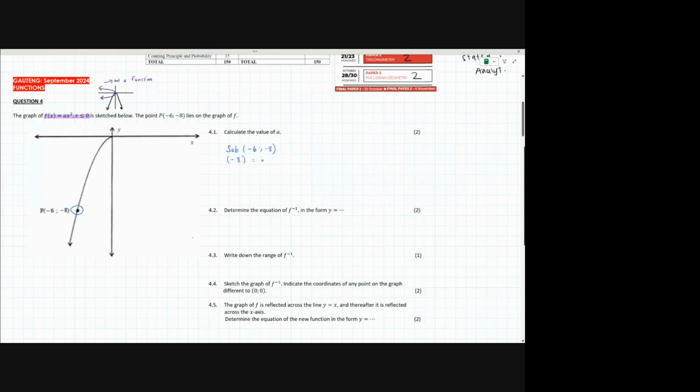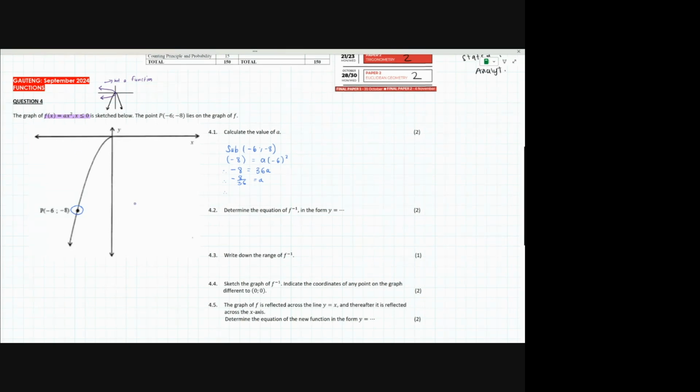So -8 is equal to a times (-6) squared. Remember, negative times a negative is a positive. So 36a. We're going to divide both sides by 36. So we would have -8 over 36 is equal to a. And obviously we want to simplify that. We don't want to work with non-simplified answers. It's not usually something we penalize you for, but it makes your life easier.